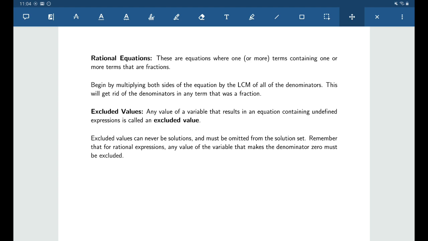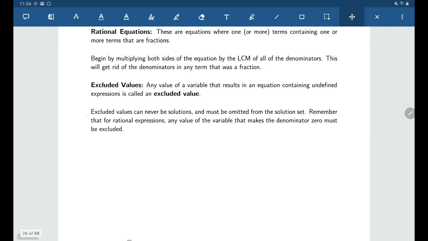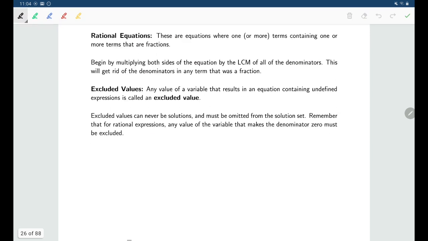So we're going to use the same sort of technique that we did back in the previous chapter when we were simplifying things like complex fractions or simplifying rational expressions. If we were to multiply both sides of the equation by that common denominator that those fractions should have, that would clear out all of those denominators and now give us just polynomials on one side and the other side of the equation. The one thing we'll have to be careful about is this, excluded values.